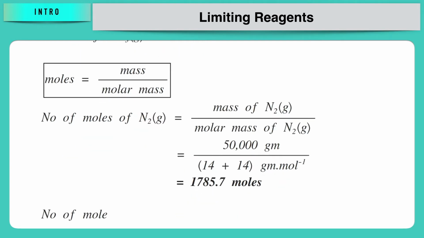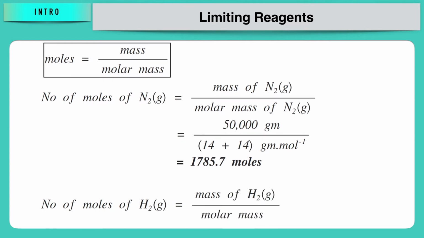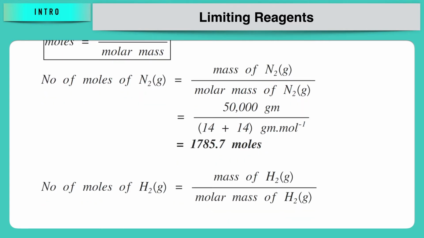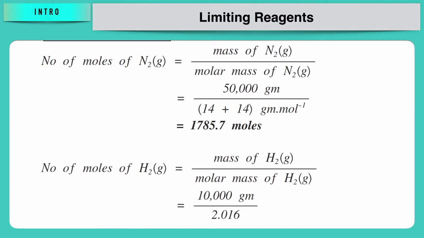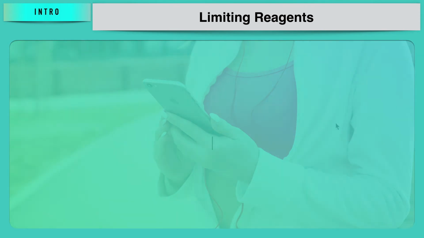In the case of H2, again 10 kg is specified. You will convert it into grams. So it will be 10,000 gram divided by the molar mass of H2. The molar mass of H2 is 2.016 gram per mole, to be very particular about H2. Now the value that comes is 1785.7 mole for the number of moles of N2, and the number of moles of H2 is 4960.3 mole.